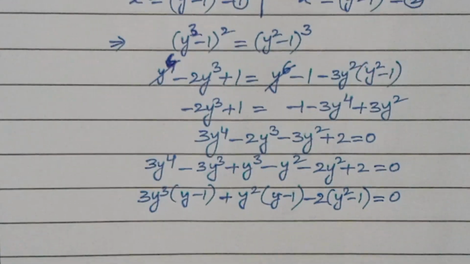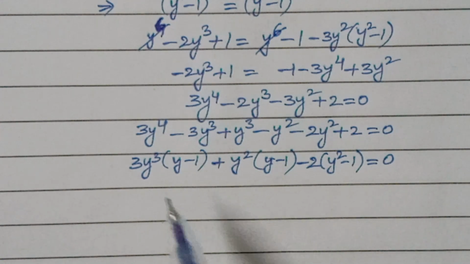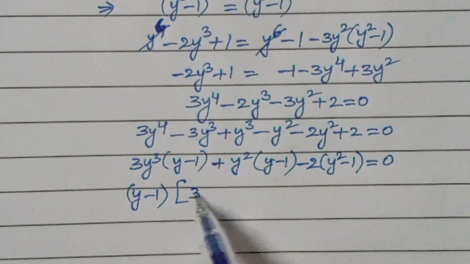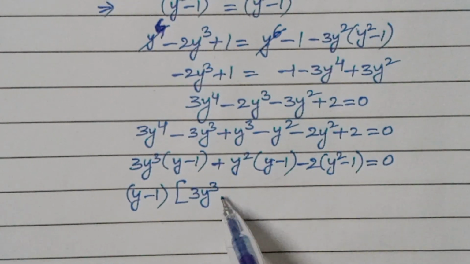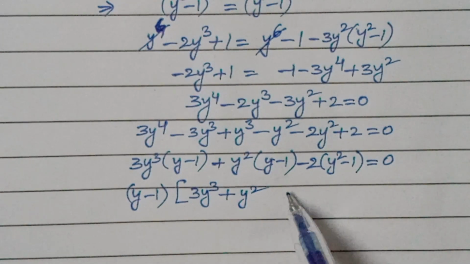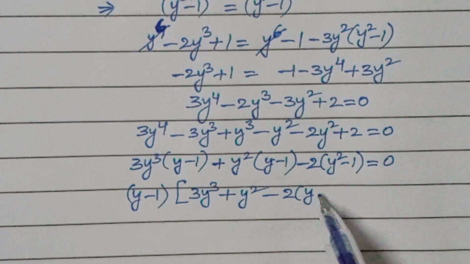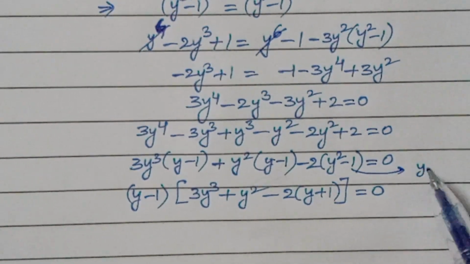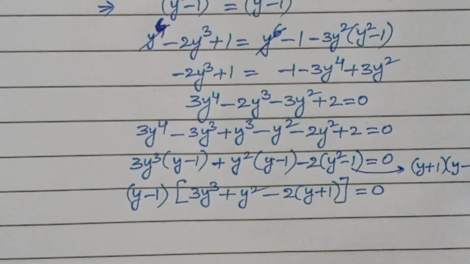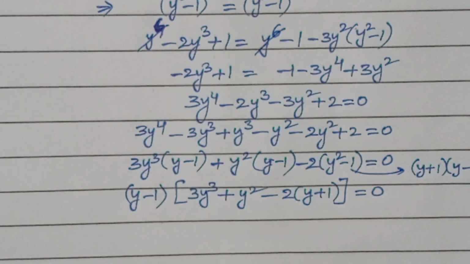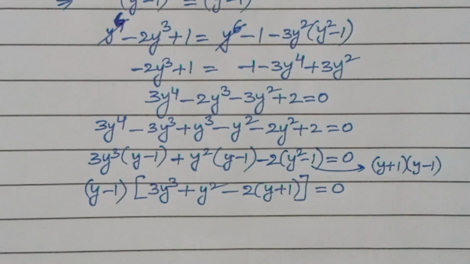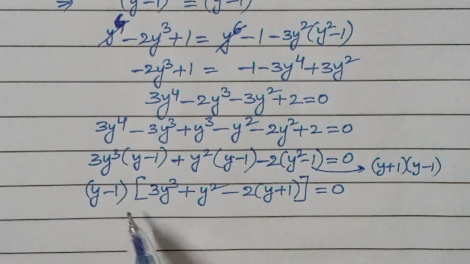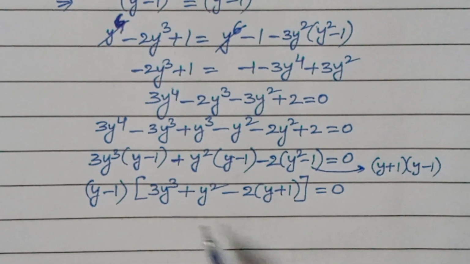If you observe here, y minus 1 is common. Y minus 1 into 3y cube plus y square minus 2 into y plus 1 equal to 0. Here you can write it as y plus 1 into y minus 1, using the a square minus b square formula. Now, again this will give 2y plus 2.